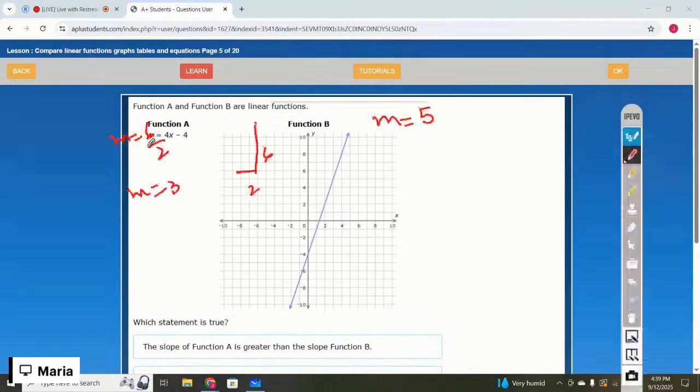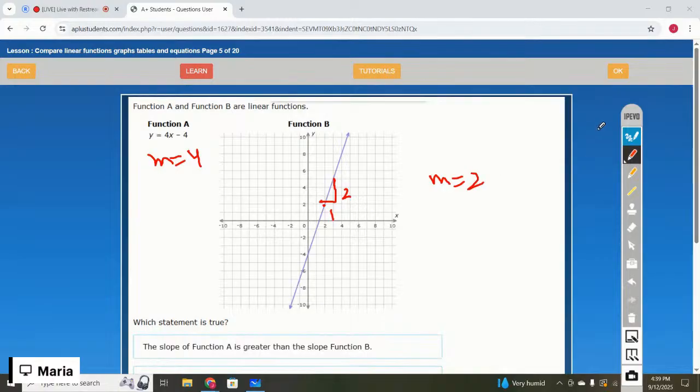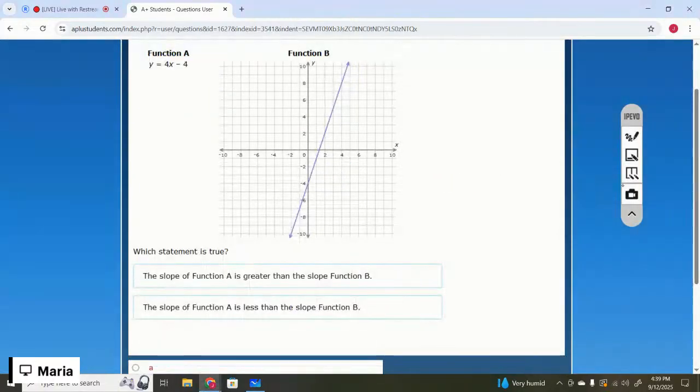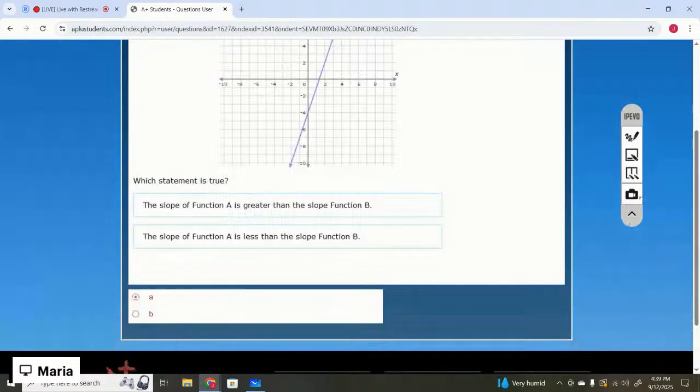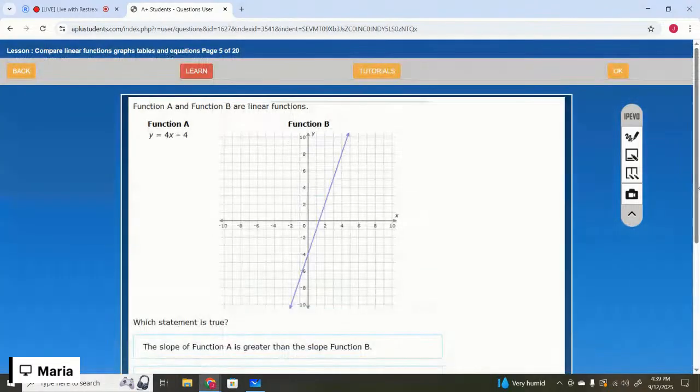So the slope of function A is 4, right? And the slope of function B is 2. So that means the slope of function A is greater than the slope of function B. Option A is the correct option.